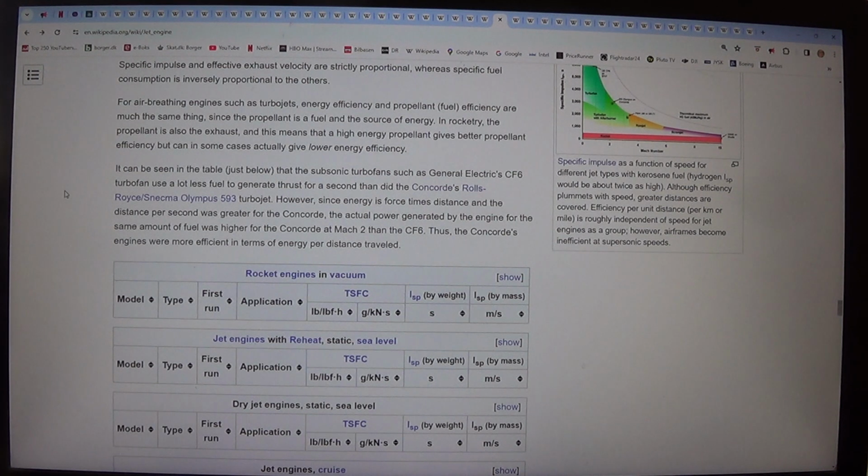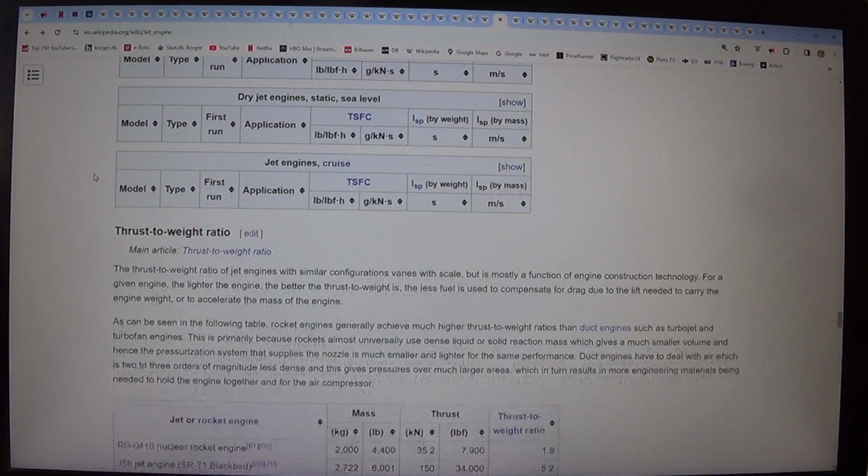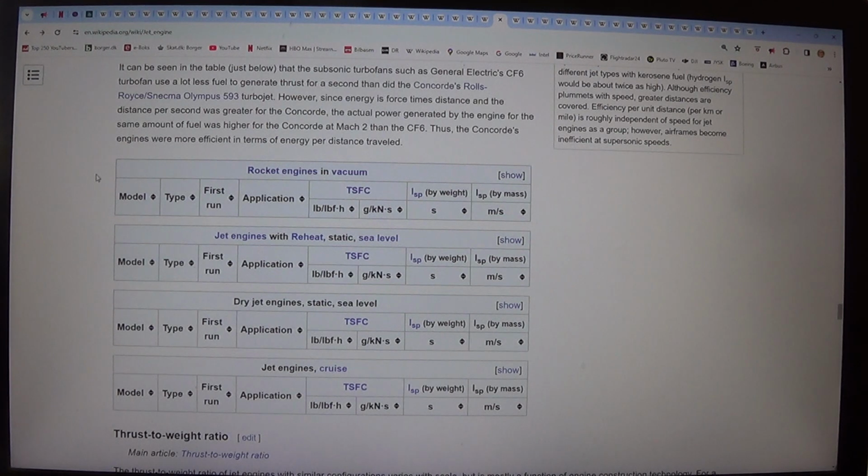It can be seen in the table just below that the subsonic turbofans such as General Electric's CF6 turbofan use a lot less fuel to generate thrust for a second than did the Concorde's Rolls-Royce/Snecma Olympus 593 turbojet. However, since energy is force times distance and the distance per second was greater for the Concorde, the actual power generated by the engine for the same amount of fuel was higher for the Concorde at Mach 2 than the CF6. Thus, the Concorde's engines were more efficient in terms of energy per distance traveled.